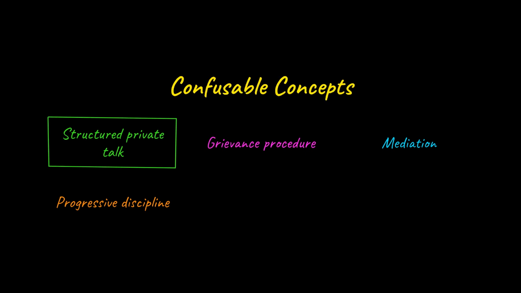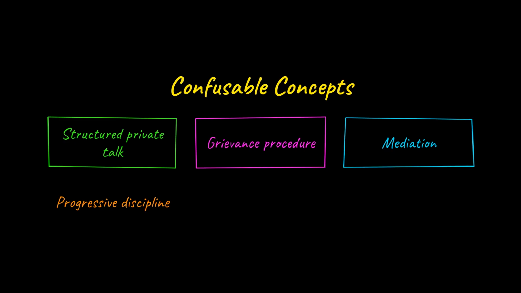Don't confuse this first-line approach with formal processes. Grievance procedures and mediation involve HR or a third party. Progressive discipline is manager-driven. The structured private conversation is the correct first response for everyday peer conflict. Formal routes are reserved for when direct resolution fails.